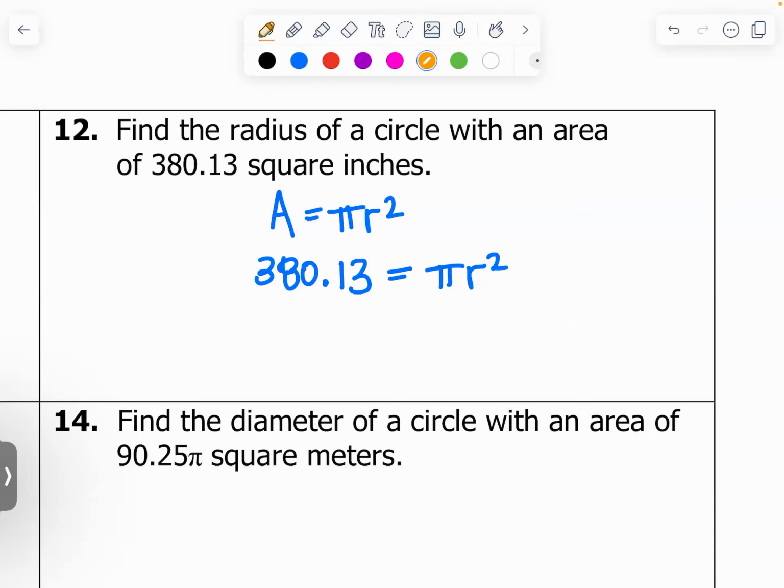Now what do we do? Divide by pi. Okay, so we have r squared equals 380.13 divided by pi. So this is what I'd say you should do. Write it down. Well, what did you get? 121.0 something, right? Okay. Oh, or was it 120.99? Okay. So leave that in your calculator. What are we going to have to do with our number? To get r by itself, we're going to have to square root it.